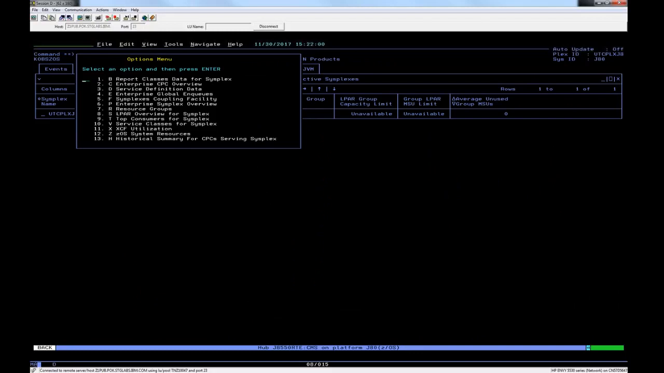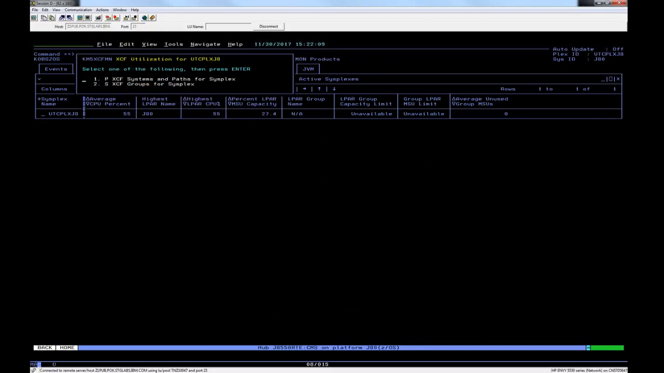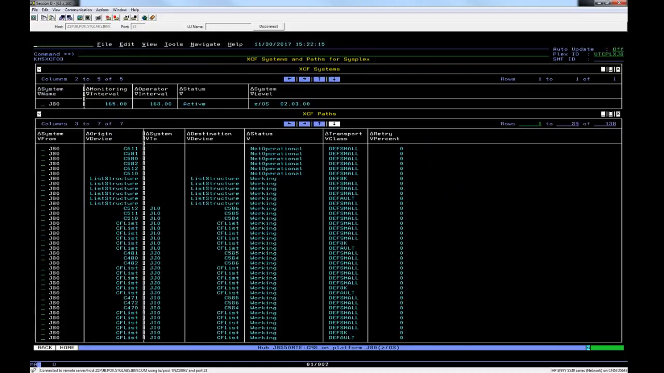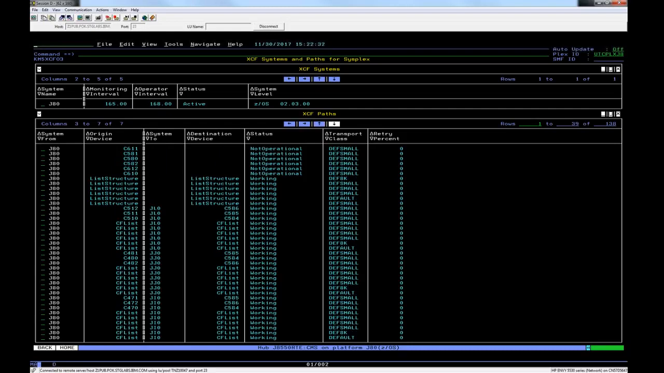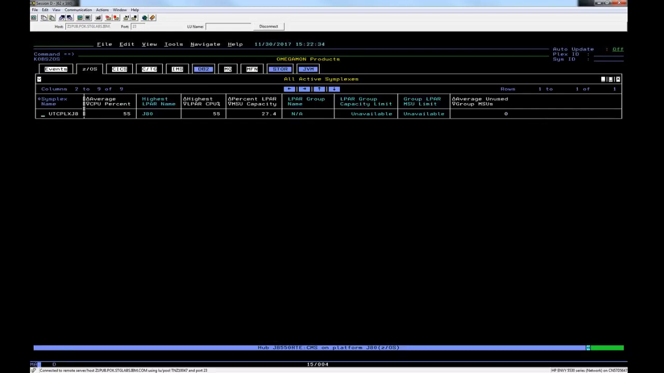We also provide metrics for XCF utilization, option 11 there. And in this particular case, we can select systems and paths from the Sysplex XCF systems and paths. And here we see a pretty comprehensive view of all of the pathing between devices. Quite a few there. We have 138 paths, but take a look at that information. You can dive deeper, but I'm just giving you an idea of the metrics that are available at the Sysplex level.